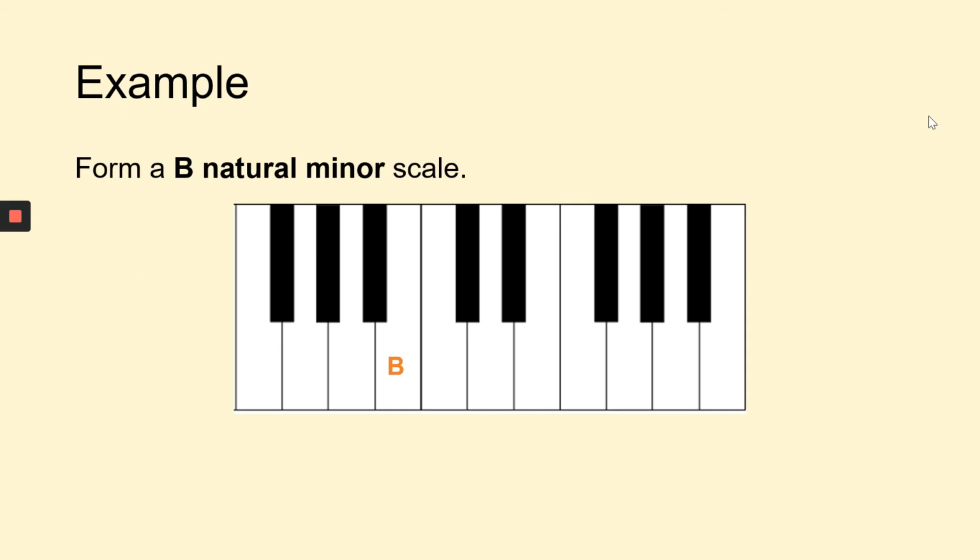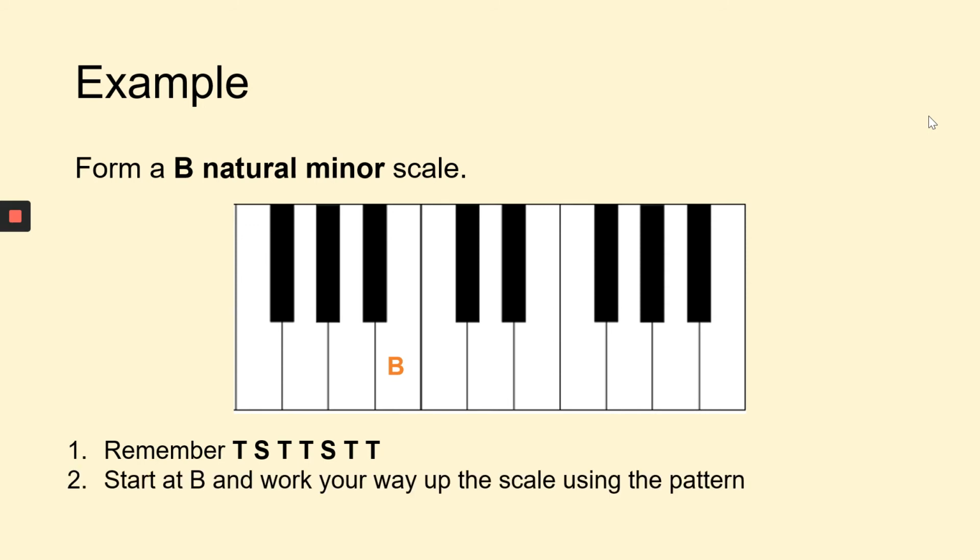So, how do we work out a B natural minor scale? We start on a B, we remember our pattern, TST, TST, T, and we just work our way up the scale. So starting on B, first we go up to C sharp, because it's 2 keys away. Then we have a semitone, which brings us to D. Then a tone, which brings us to E. Then another tone, which brings us to F sharp. Then a semitone, which brings us to G. Then a tone, which brings us to A. And then another tone, which brings us back to B.